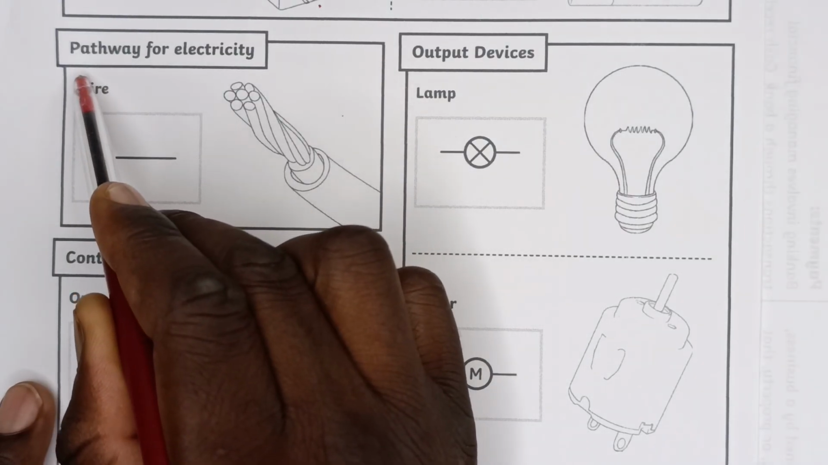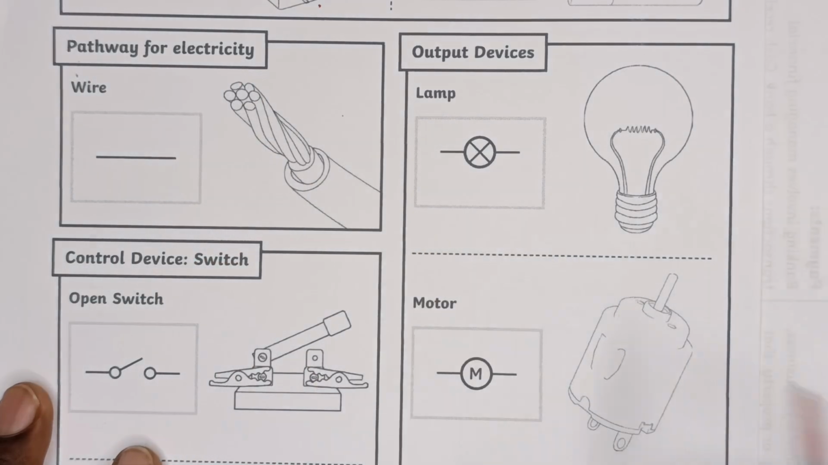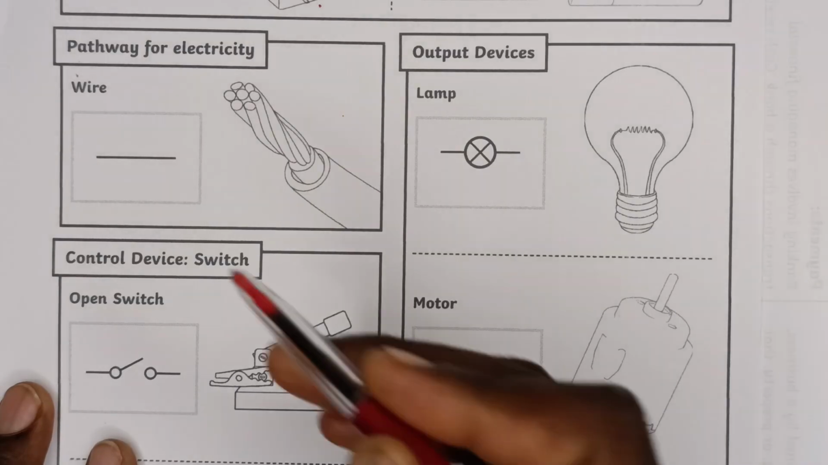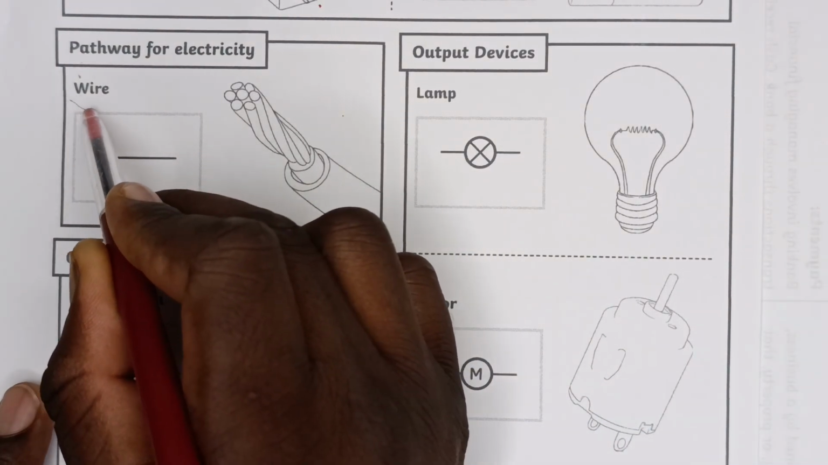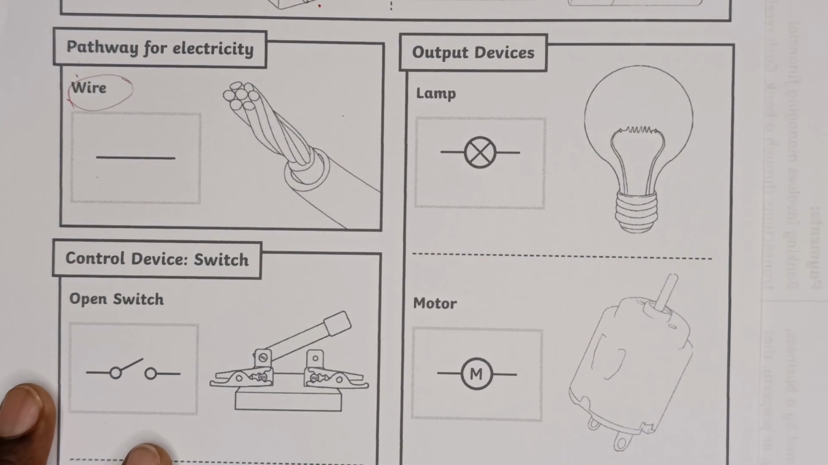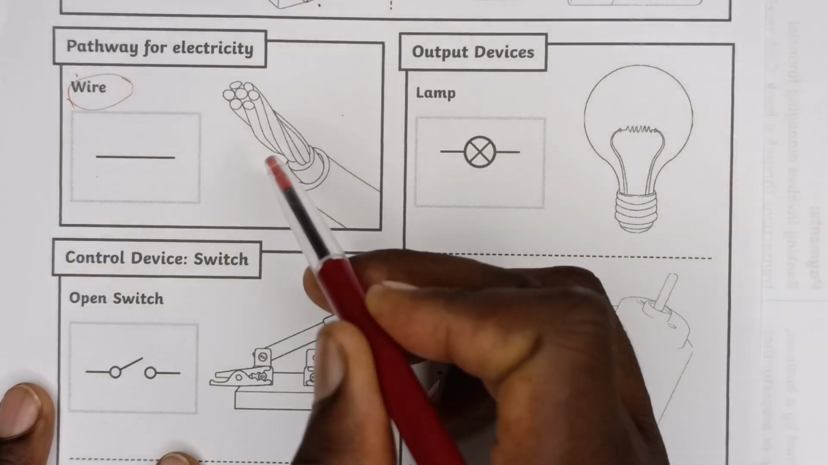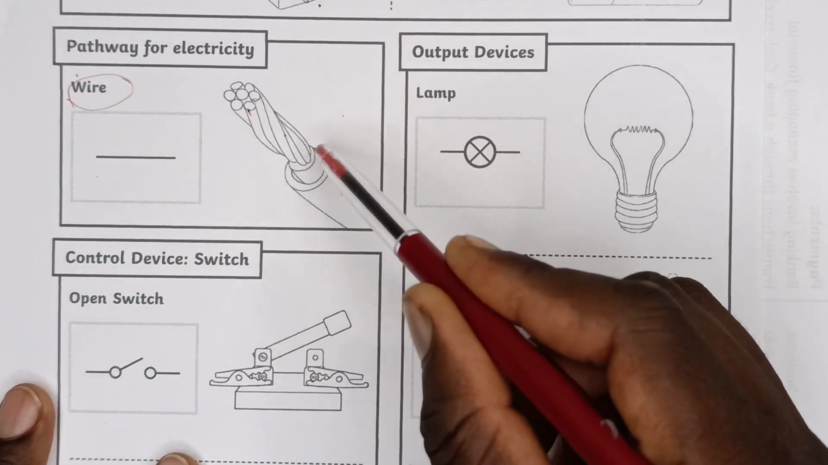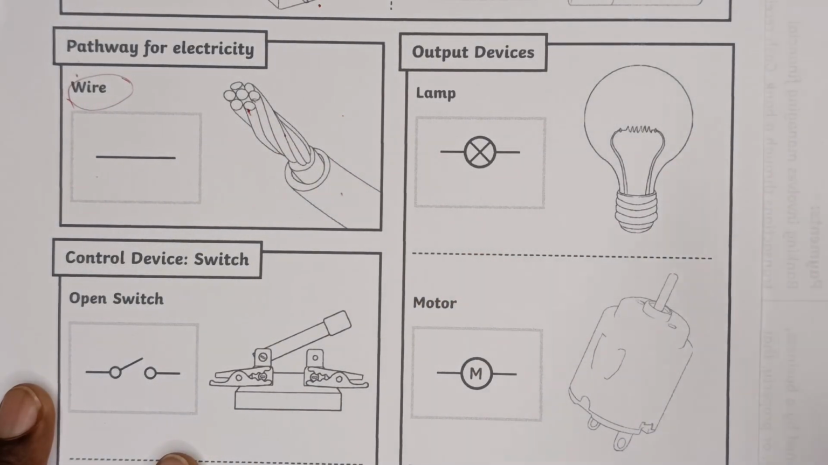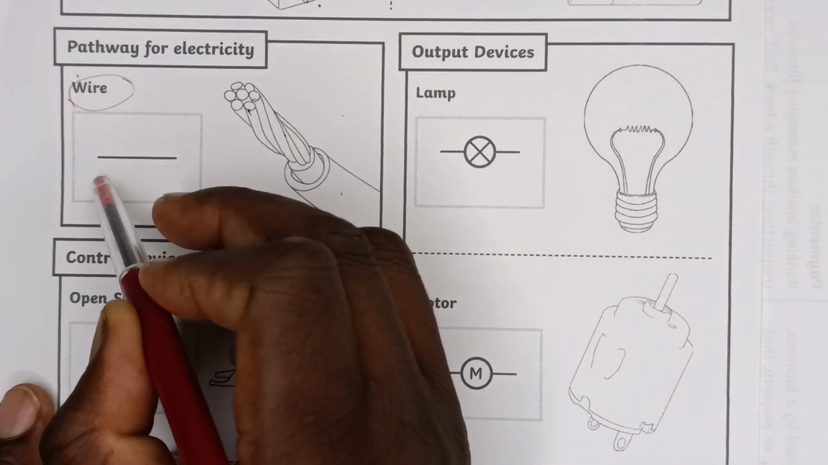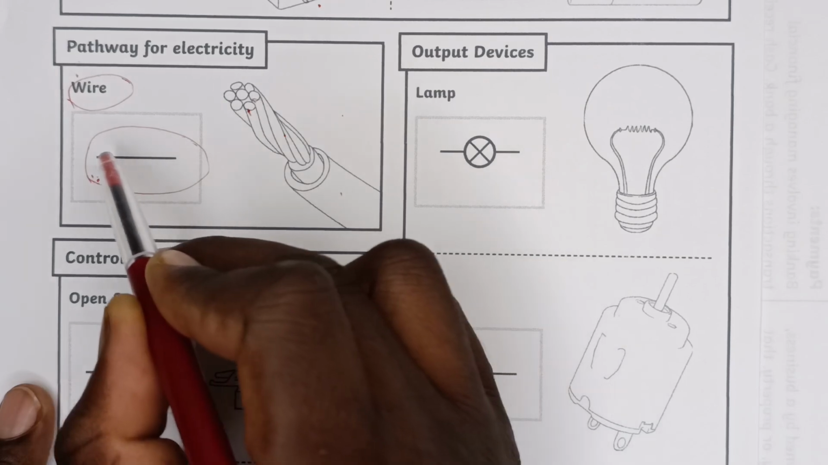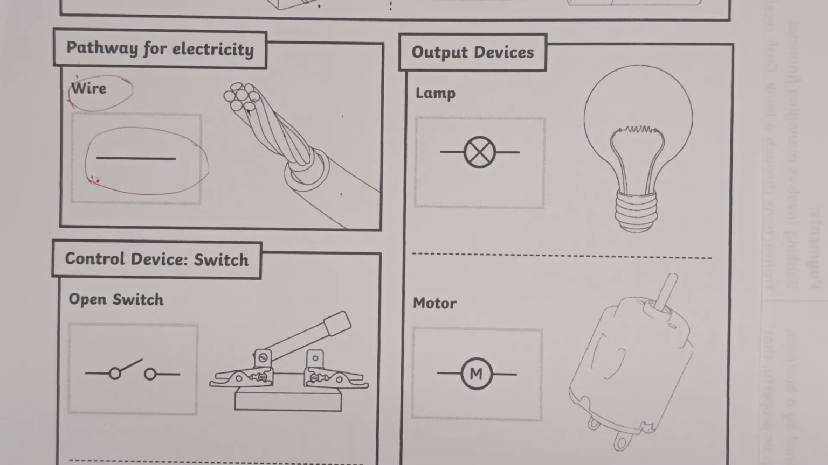And then we come to the pathway for electricity. What is the pathway for electricity? Simply, it's the wire. A wire is a pathway for electricity. So this is a picture of a wire. A wire is something that looks like this. But when you draw a diagram, a wire is represented by a straight line. It is important to know that it is a straight line.